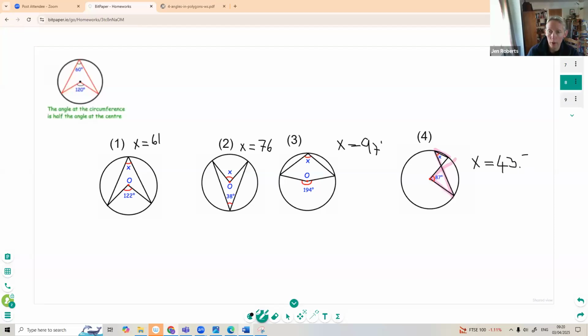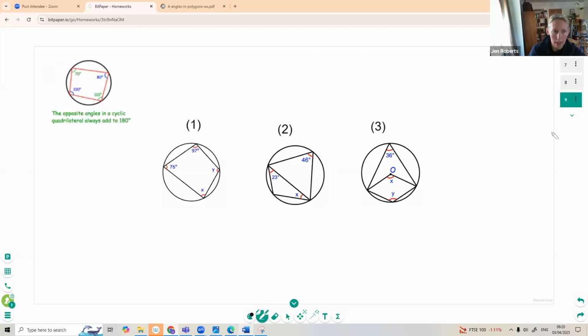And the last one that we will be looking at today for this recording is the cyclic quad theorem. If you ever see a four-sided shape inside your circle, the opposite angles add to 180. Okay, so for this one, x is 180 take away 97, which is 83. And then for this one here, y is 180 take away 76, which is 104 degrees.